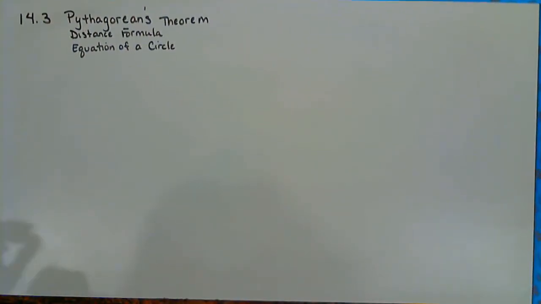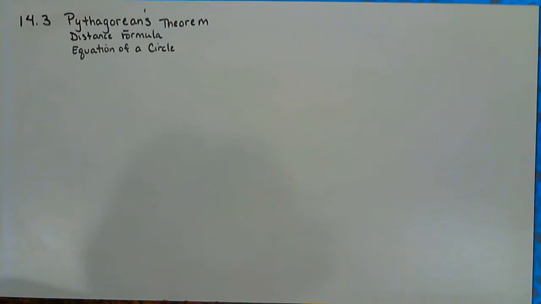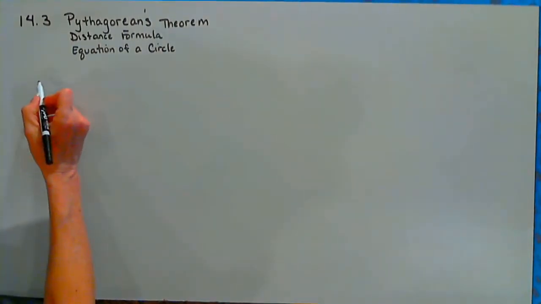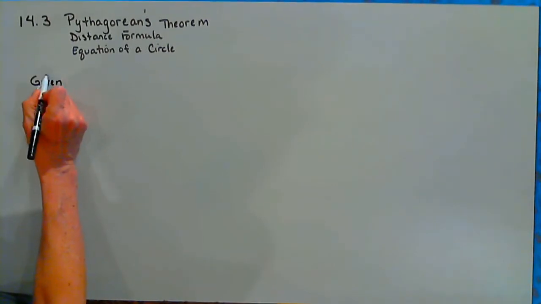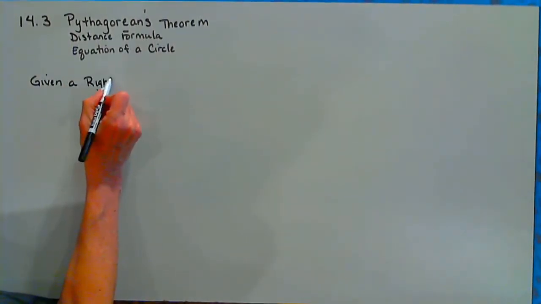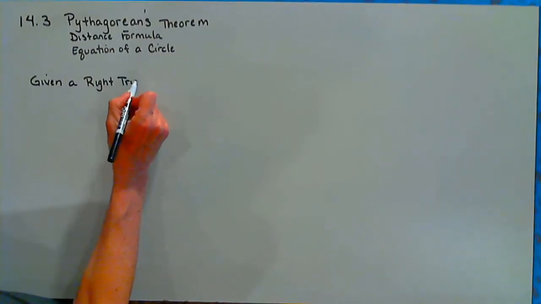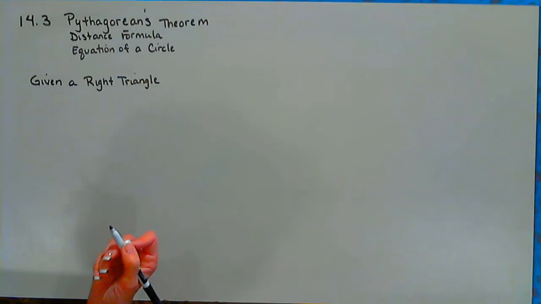Okay, we're going to take a look at section 14.3, which covers a variety of topics which are all connected, but they begin with Pythagorean's theorem. We're going to formally look at it. I believe we've kind of looked at it before, but let's start with our given. If we are given a right triangle, let's make sure that we know the various parts and pieces.